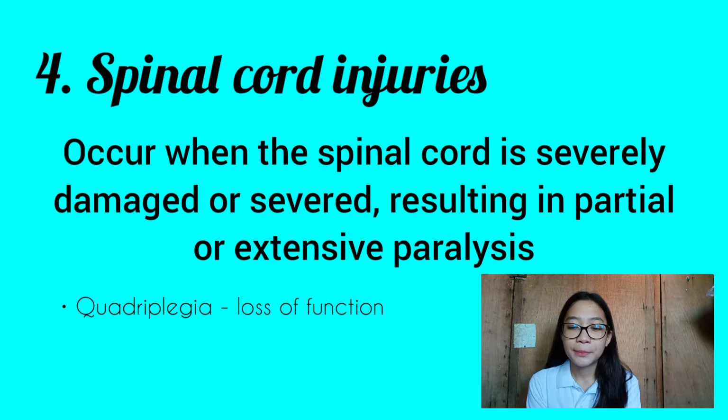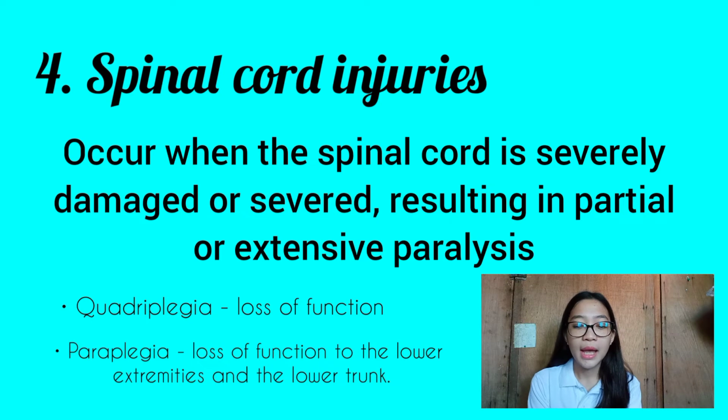So quadriplegia refers to the loss of functions of arms, legs, and trunk. Students with quadriplegia have limited or no use of their arms and hands and often use motorized wheelchairs. Paraplegia refers to the loss of function to the lower extremities and the lower trunk. So students with paraplegia typically use a manual wheelchair and have full movements of arms and hands.